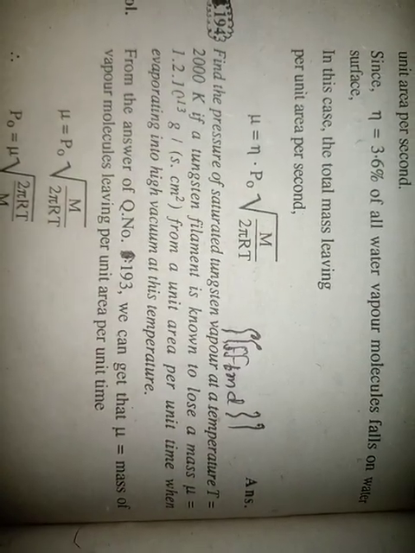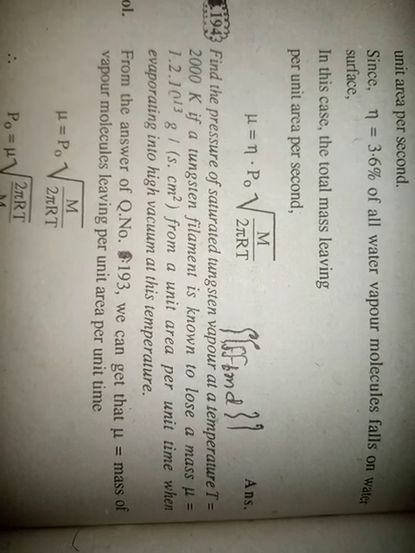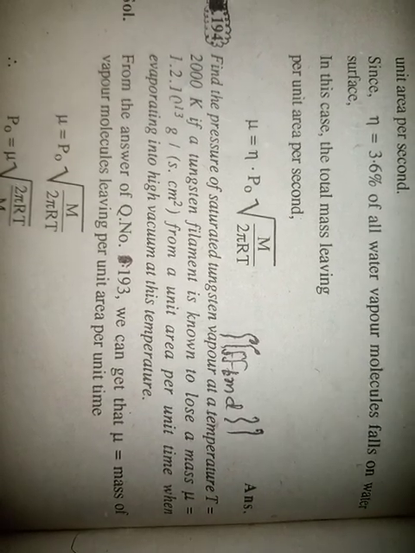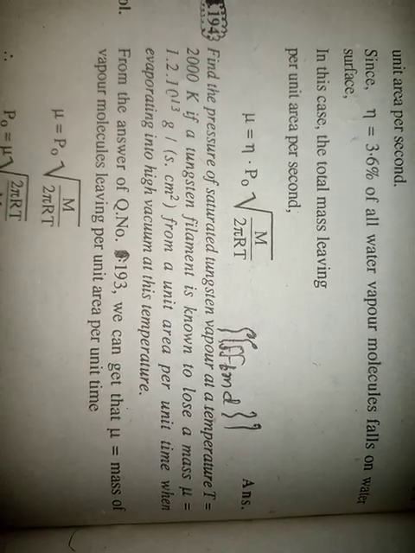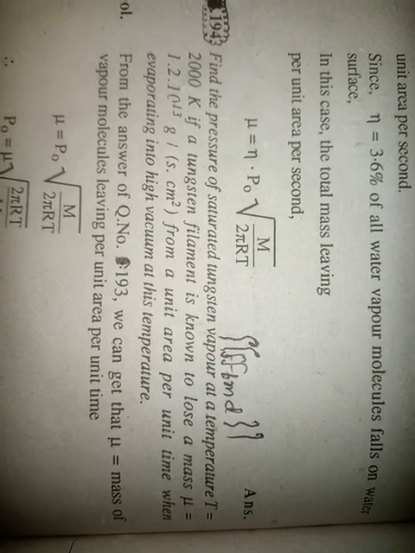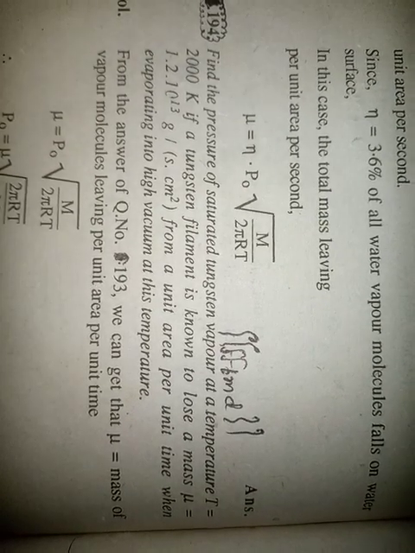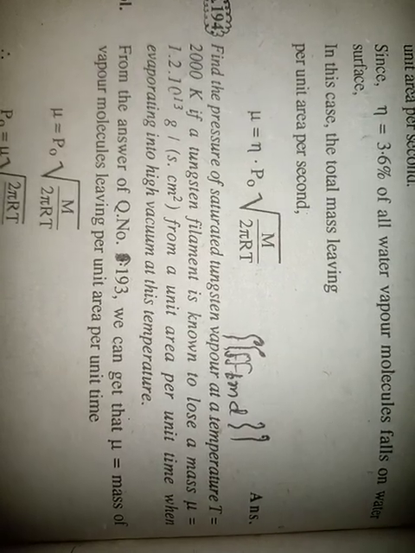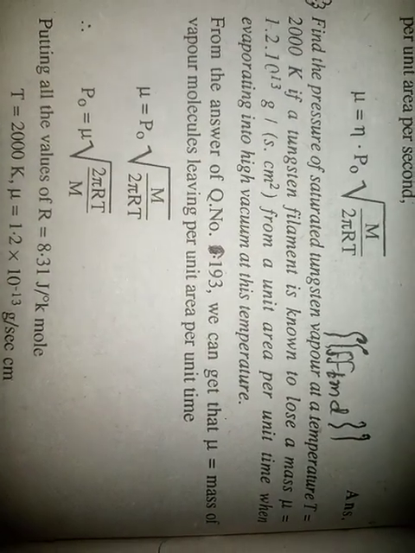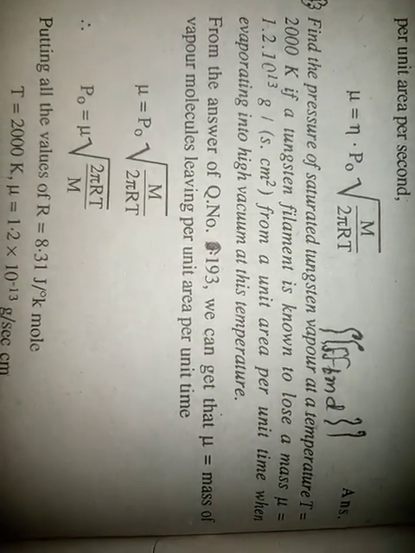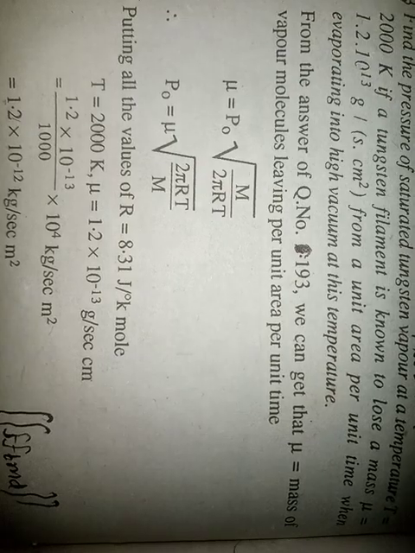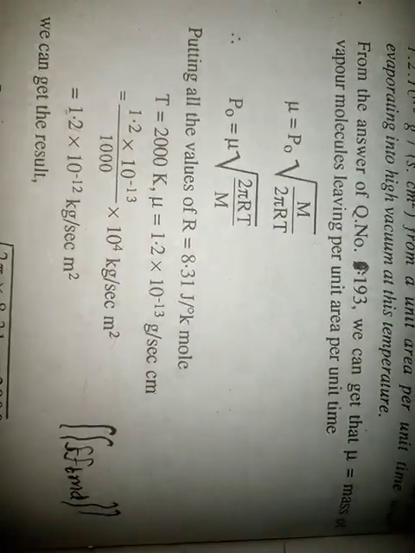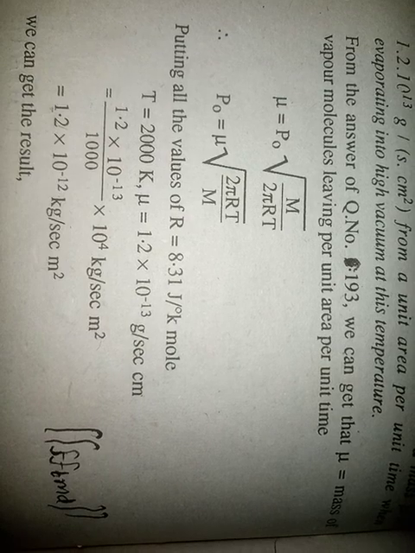Find the pressure of saturated tungsten vapor at temperature T equals 2000 Kelvin if a tungsten filament is known to lose a mass μ equals 1.2 into 10 to the power minus 3 gram per second cm squared from a unit area per unit time when evaporating into high vacuum at this temperature. From the previous question, we can get μ, the mass of vapor molecules leaving per unit area per unit time. μ equals p0 under root M by 2πRT. Hence, p0 equals μ into under root 2πRT by M.